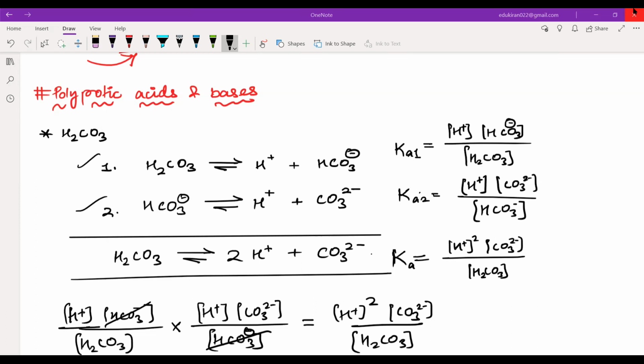Yes, sir. So we can say that the number of H plus ions that I'm getting from the first reaction will be way higher than the number of H plus ions that I'm getting from the second reaction, because the first reaction is a reversible reaction. It has an equilibrium. So a fraction of H2CO3 is getting converted to H plus and HCO3 negative. And from that HCO3 negative, we are getting some H plus and some CO3 2 negative only, because it is an equilibrium and it is a weak acid. And if the concentration of H plus is higher, the Ka will also be higher.